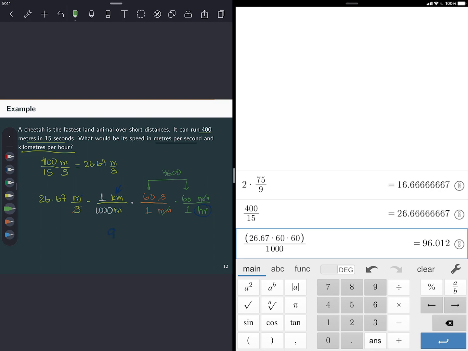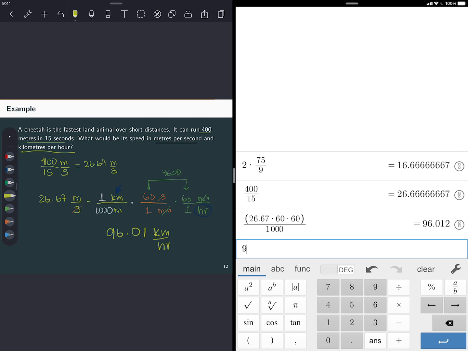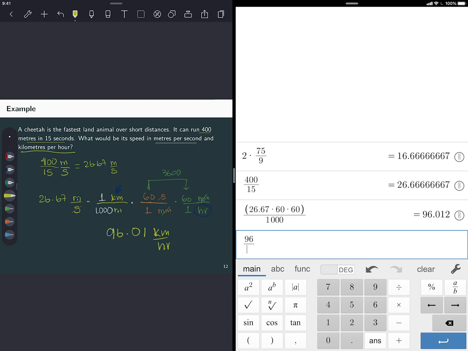So the answer is 96.01 kilometers per hour. Now, if you want to know how much it is in miles per hour, it's pretty fast, right? Like, I think it's around 60. You divide 96 by 1.609. Let me just do it. So the cheetah goes approximately at 60 miles per hour.